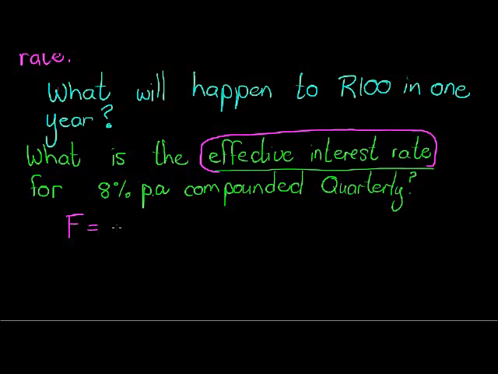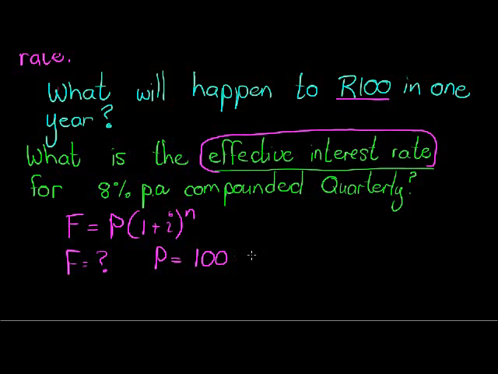my future value is equal to my present value multiplied by my interest over a certain time period. So my future value is what I want to calculate. My present value is the 100 Rand because I'm asking what will happen to 100 Rand. My interest rate is the 8%, but I'm not earning 8% interest each time I earn interest. I'm earning 8% compounded quarterly.